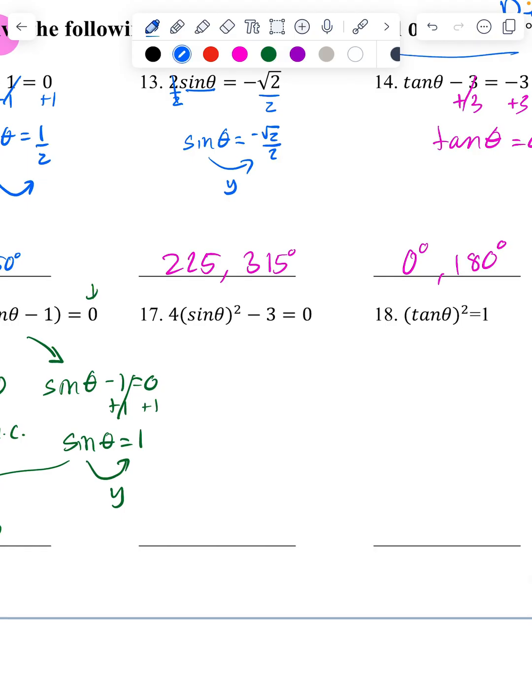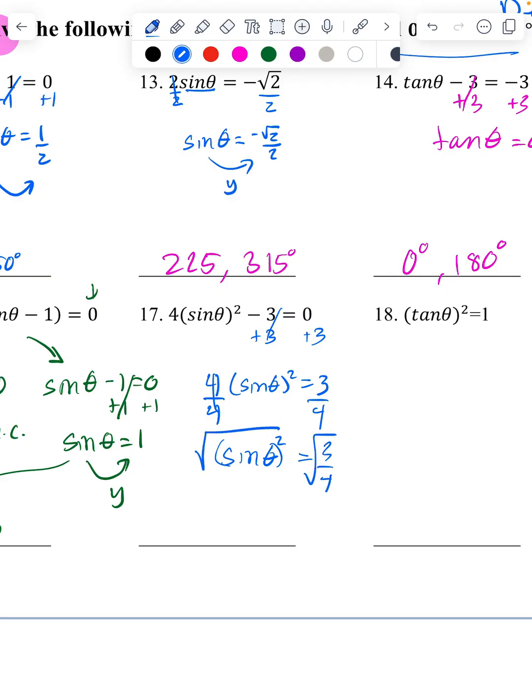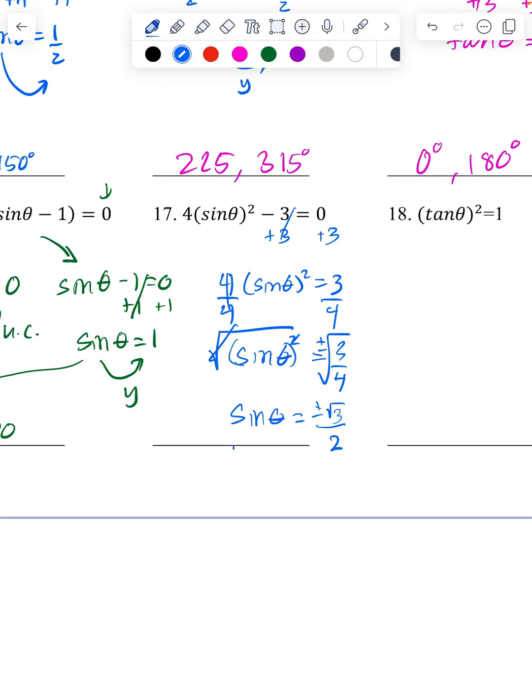Okay, these are going to be a little bit trickier because they have a square. I'm going to go ahead and add the 3. So now I have 4 times sine squared equals 3. I have to divide by 4. And then just like we have always done, to get rid of a square, we're going to need to square root it. And when you do, just like always, we need a plus minus. This will cancel. So I'm down to just sine. And the square root of 3, I don't know, but the square root of 4 on the bottom just becomes a 2. So now when I go to the unit circle, I'm looking for where the y, because it's sine, is either positive or negative √3/2.